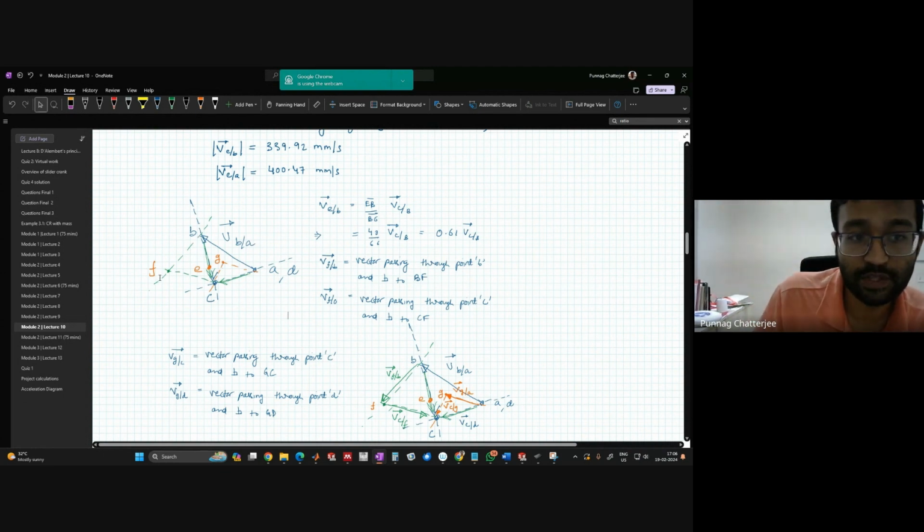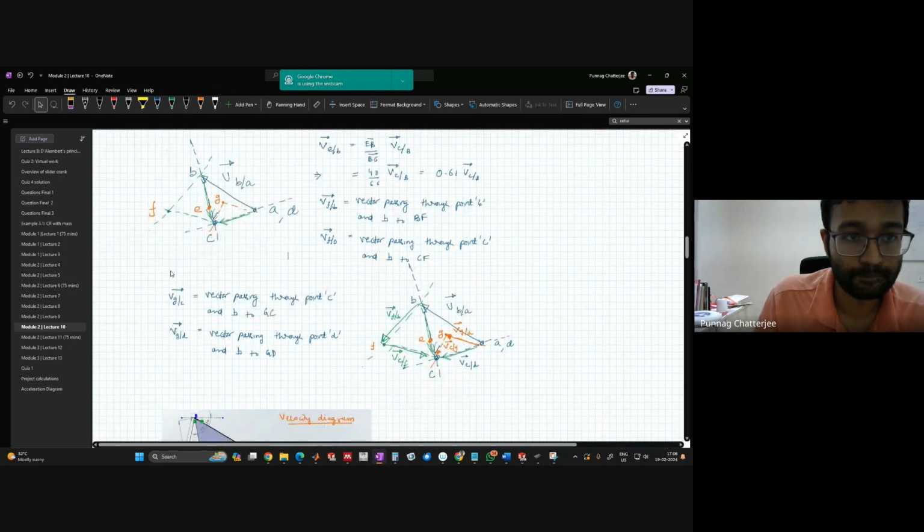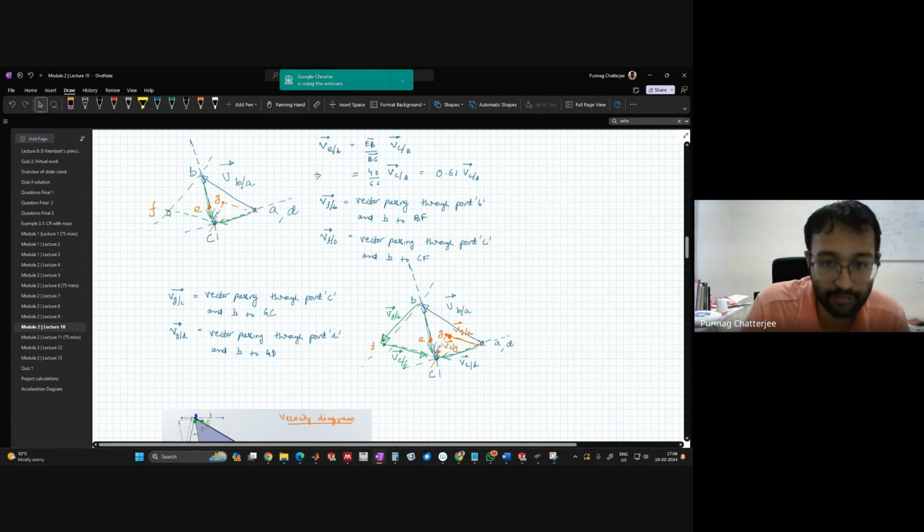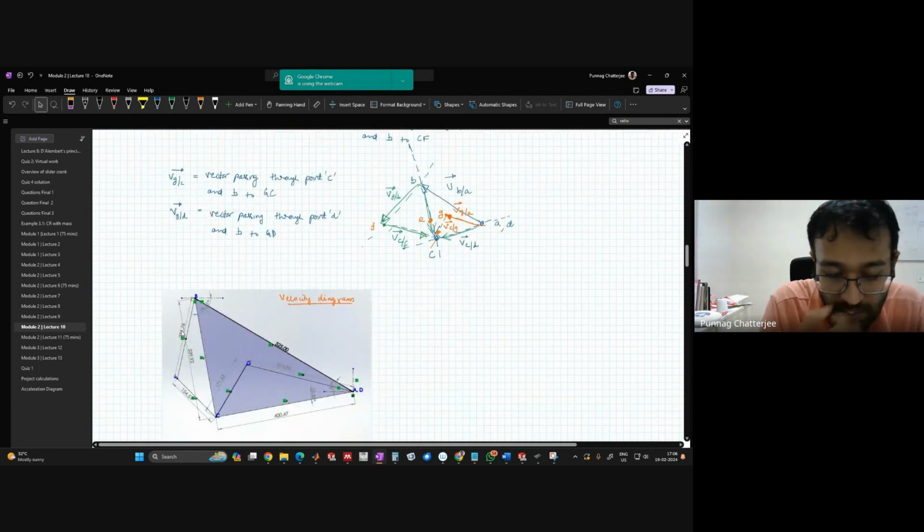Similarly, we can do the same thing for point F. In fact, we have done it here. Velocity of F with respect to C is a vector passing through point C and perpendicular to CF, which is this vector. And the vector passing through point B and perpendicular to the BF link is basically this, the meeting point, and that is F. Now the fun fact is actually here.